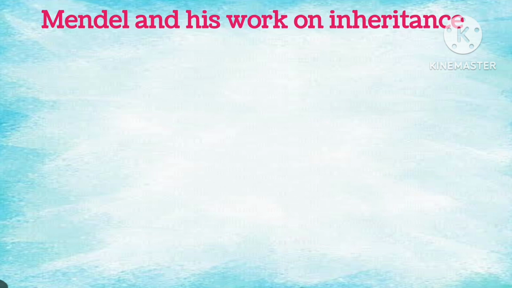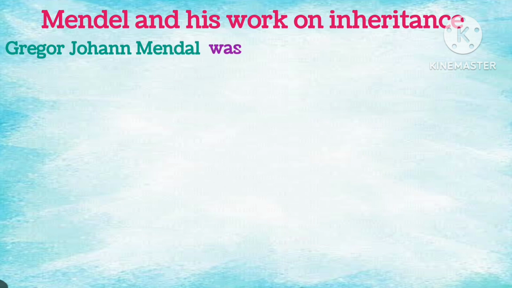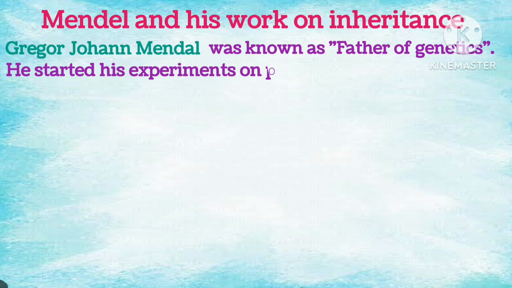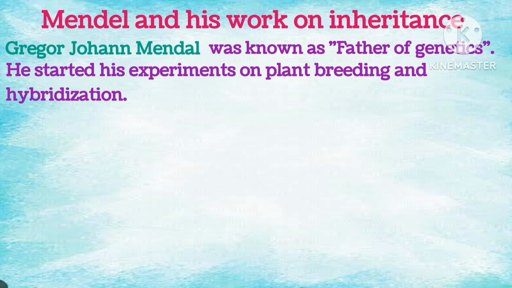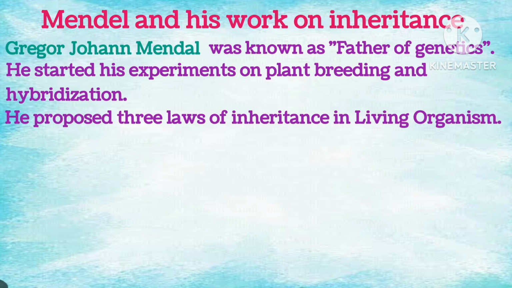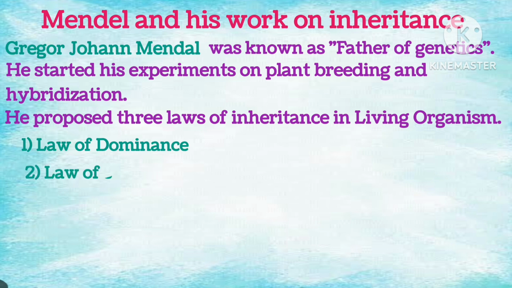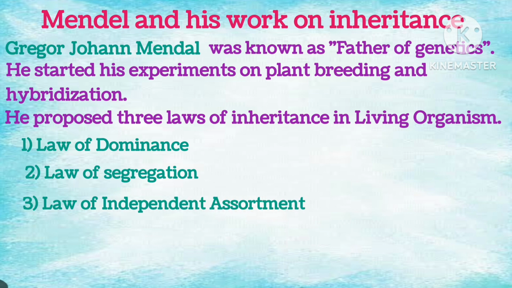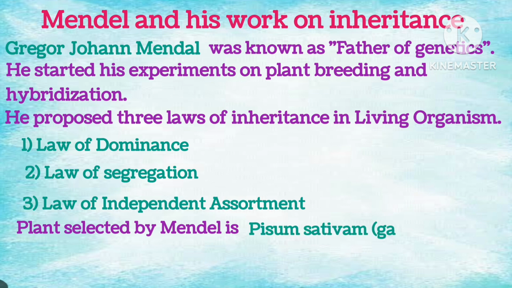Mendel and his work on inheritance. Gregor Johann Mendel is known as the father of genetics. He started his experiments on plant breeding and hybridization. He proposed three laws of inheritance in living organisms: law of dominance, law of segregation, and law of independent assortment. The plant selected by Mendel is Pisum sativum, that is garden pea.